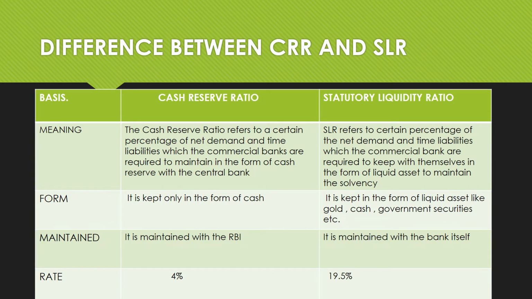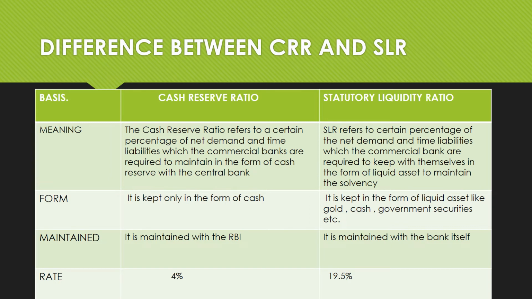This is a very important thing we need to be clear about: the difference between CRR and SLR. CRR, first give the meaning. The cash reserve ratio refers to a certain percentage of the net demand and time liabilities which commercial banks are required to maintain in the form of cash reserve with the central bank. And SLR refers to a certain percentage of the net demand and time liabilities which the commercial banks are required to keep with themselves in the form of liquid assets, to maintain solvency.